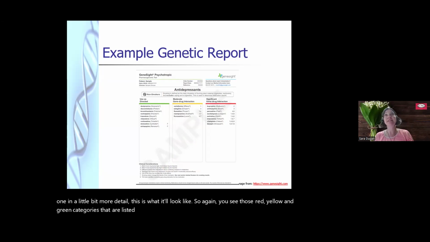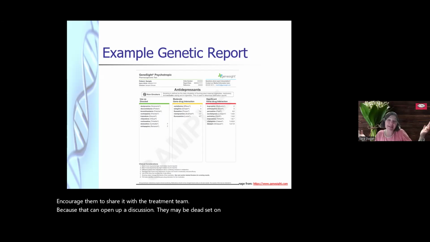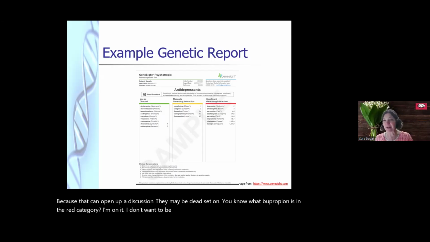If you know that some of your patients or their families have this information, encourage them to share it with the treatment team, because that can open up a discussion. They may be dead set on, you know what, bupropion is in the red category. I'm on it. I don't want to be on it anymore. That would be a really important discussion to have, because we shouldn't be abruptly stopping many of these medications. Maybe that medicine's working great for you. You don't have side effects from it. Even though it's in the red category, we can continue to use that. But there may be some discomfort, especially when they initially see it listed in black and white.